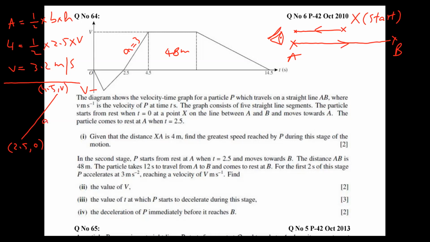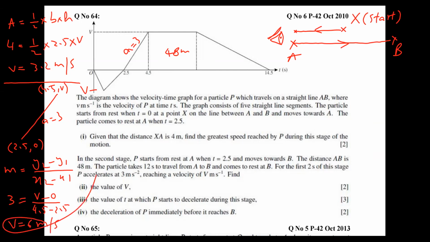And acceleration, it has 3. And we have a gradient formula, y2 minus y1 over x2 minus x1. I plug in this 3 in the place of gradient because it is acceleration. y2 minus y1, I mean to say 0, v minus 0 over 4.5 minus 2.5. This becomes 2, and 3 2s are 6. So Alhamdulillah Rabbil Alameen, 6 meters per second is the velocity of this peak, the maximum, which I got for 2 marks.